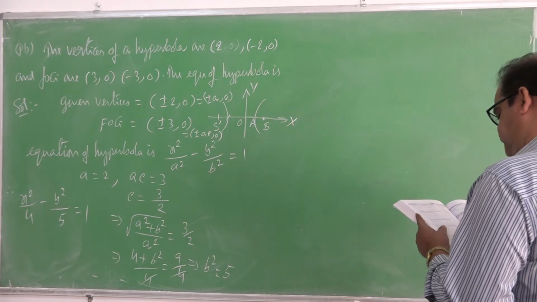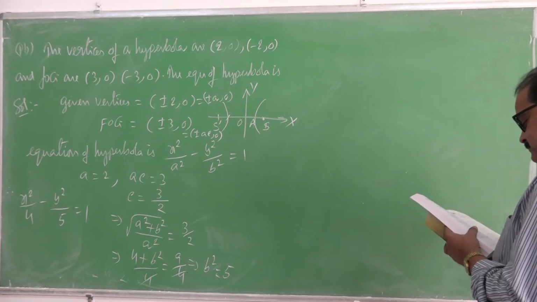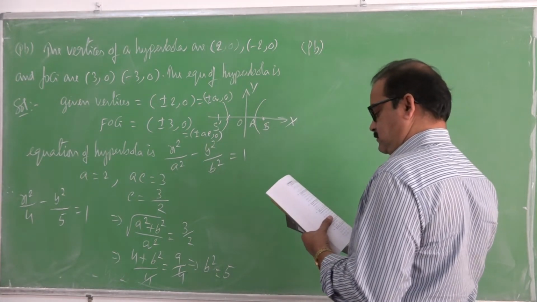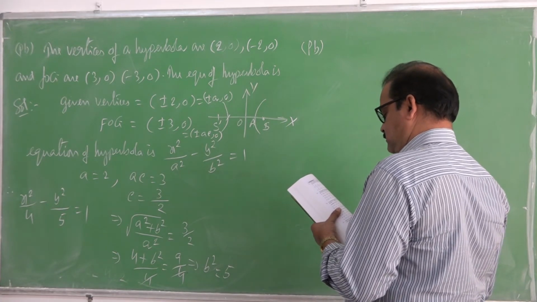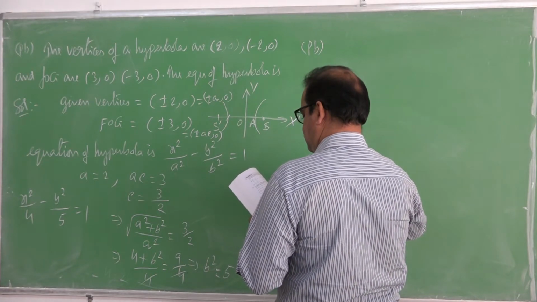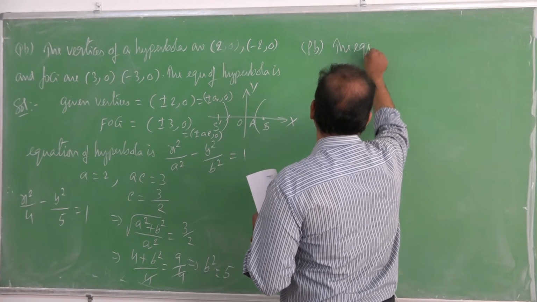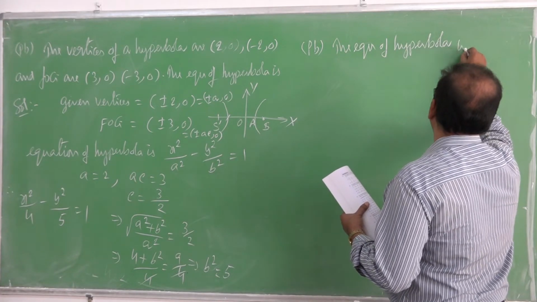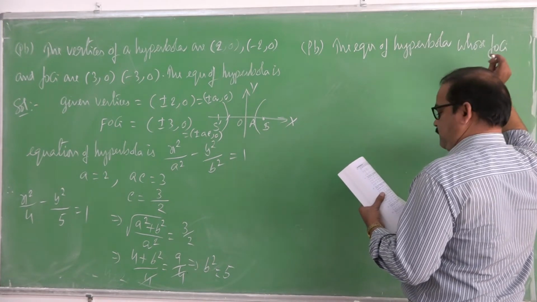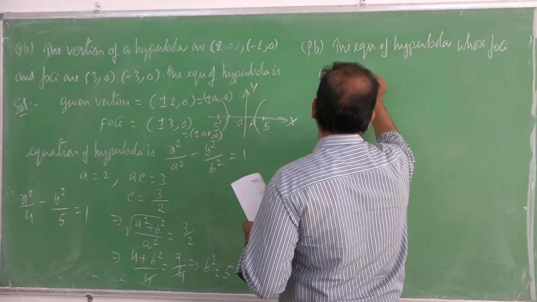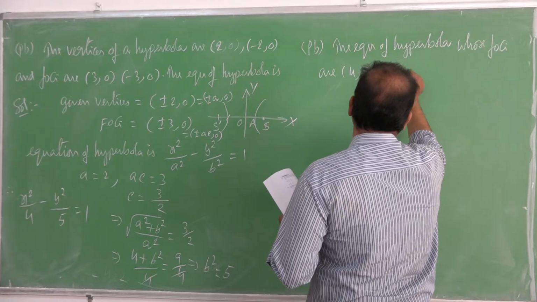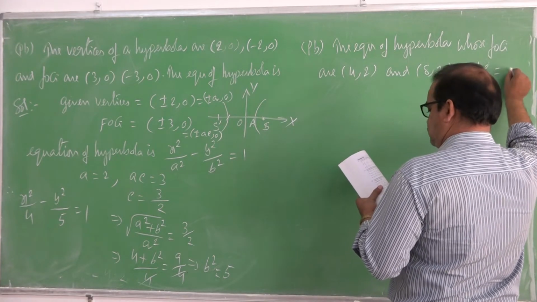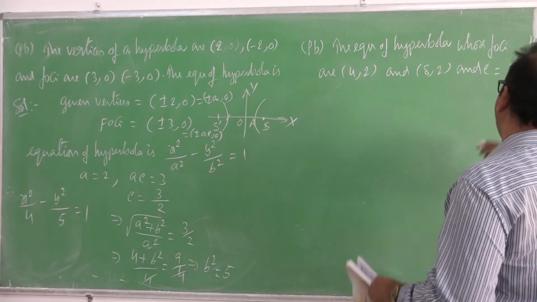Next, next problem. The equation of hyperbola, whose foci are (4, 2) and (8, 2) and eccentricity e is equal to 3. Find equation of that hyperbola.